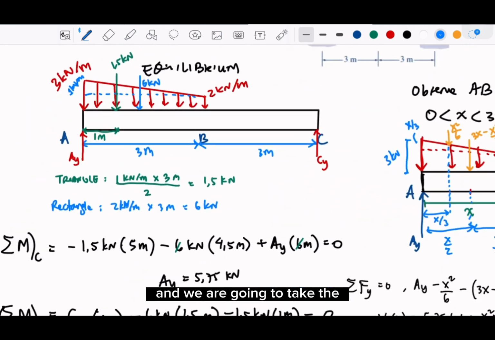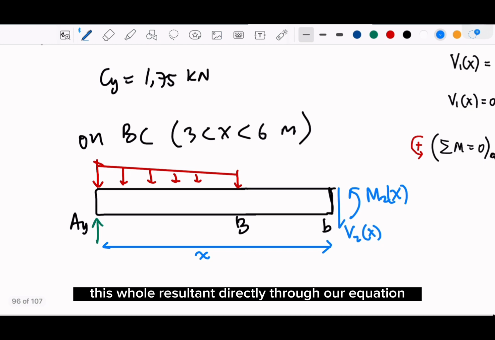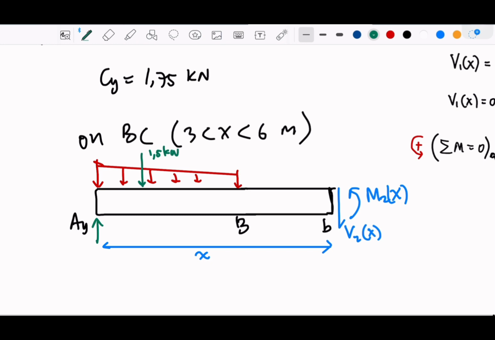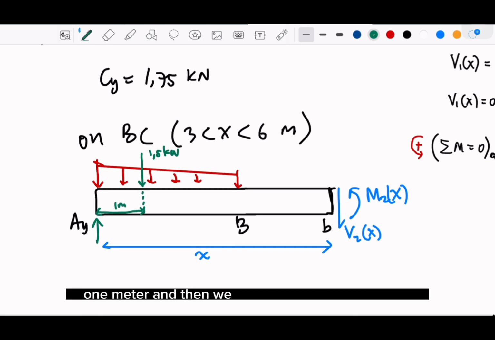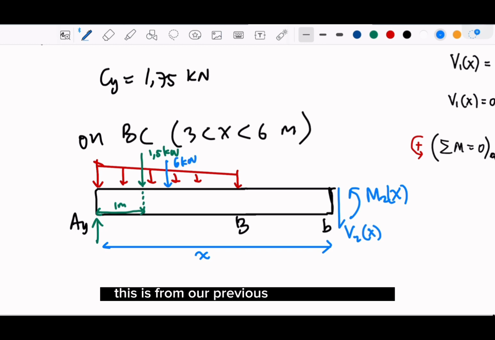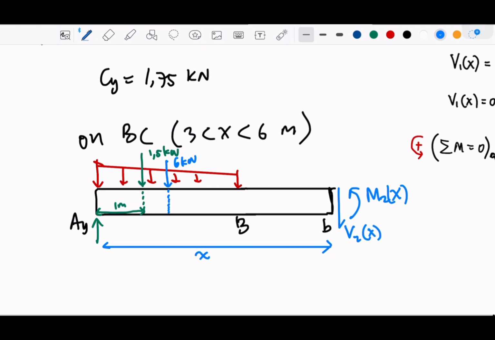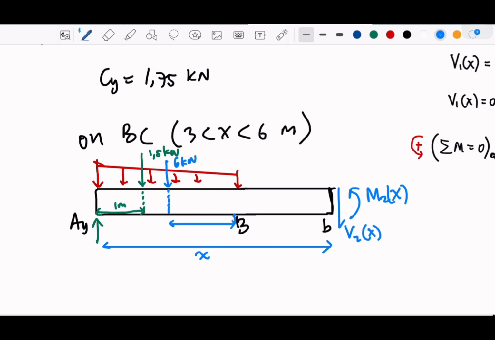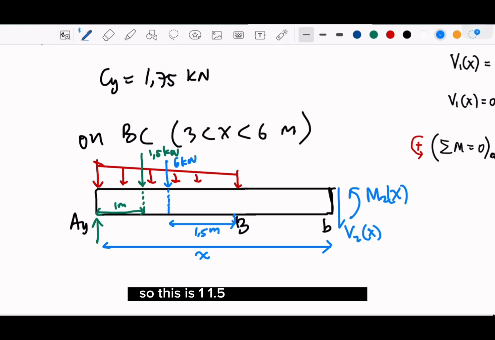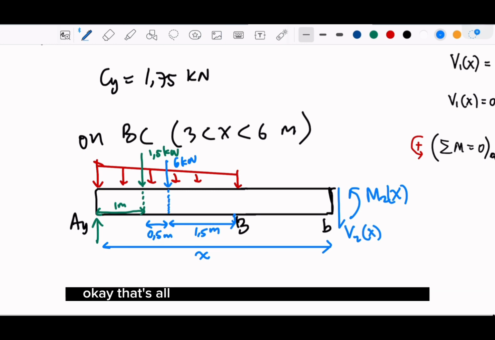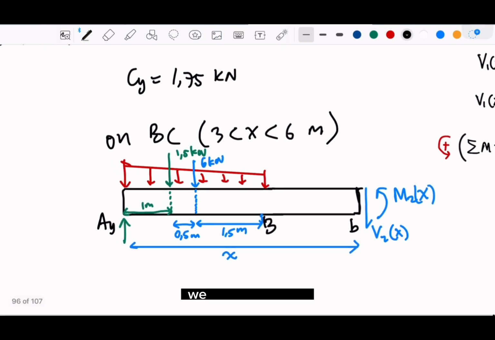And we are going to take this whole resultant directly through our equation here. Here we have 1.5 kilonewton. This is one meter. And then we have another one that is six. It's on here. This is from our previous calculations, right? The resultant. So this is three and this is 1.5, right? So this is 1.5, this will be 0.5. Okay, that's all we need. And then we take the statics.